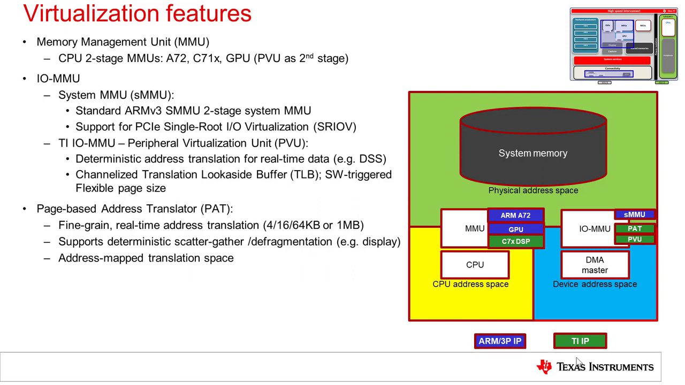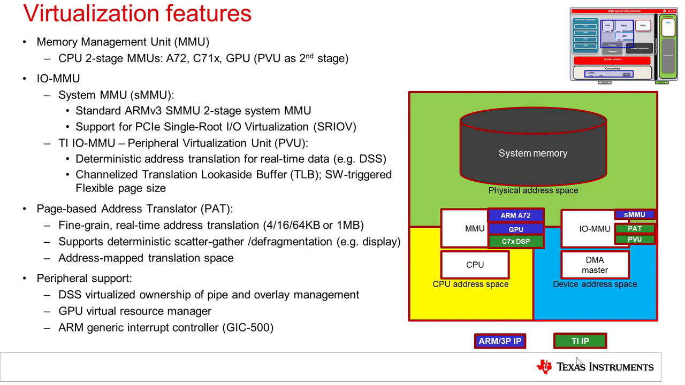Additional real-time scatter-gather access is provided by the Page-Based Address Translator, or PAT, which can be used in conjunction with PVU. Several peripherals also have direct virtualization features, such as the PCIe controller, which supports the PCIe standard Single Root I/O Virtualization Standard, or SRIOV, leveraging the SMMU or the PVU. Both the display subsystem and the GPU support virtual ownership of resources within the IP. The DSS resource ownership is set up statically, while the GPU has a dedicated microcontroller to dynamically allocate and manage resources as tasks are requested by each virtual driver.